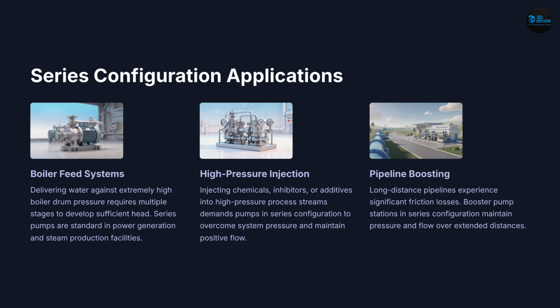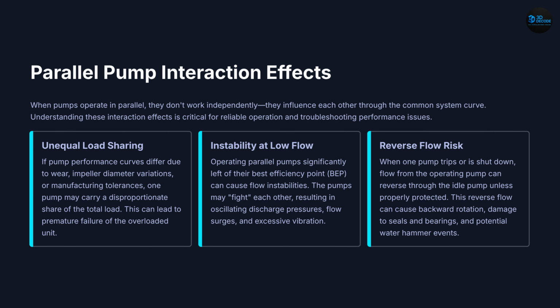Slide 7. Parallel interaction. When pumps operate in parallel, they interact with each other. If pumps are not identical, one pump may take more load than the other. At low flow, instability can occur, causing oscillations and vibration. There is also a risk of reverse flow if one pump stops.